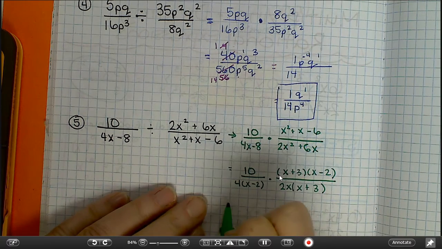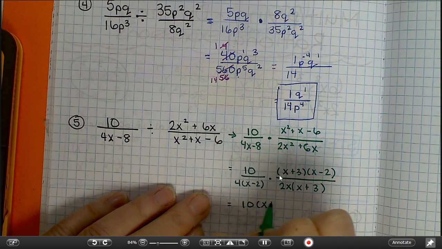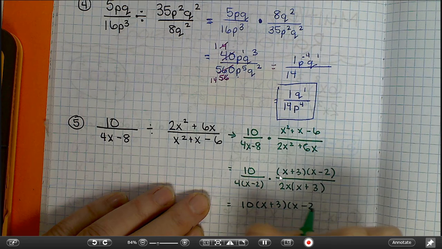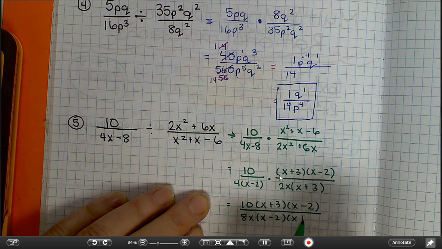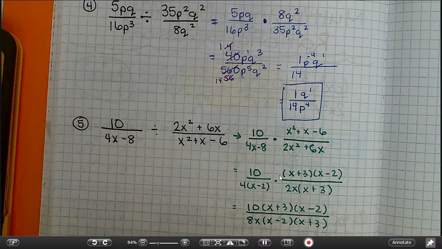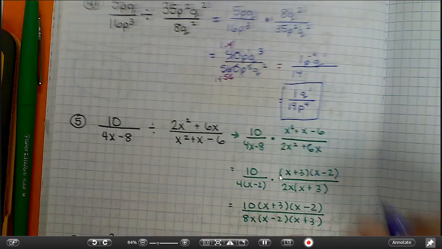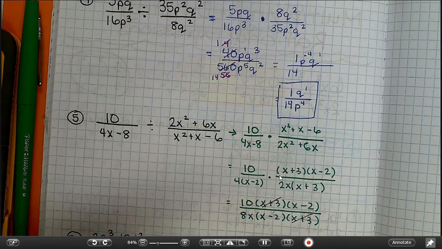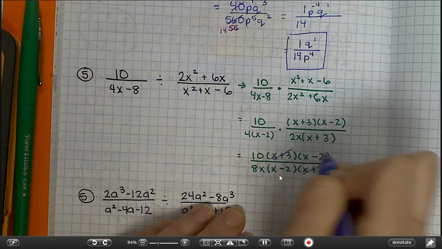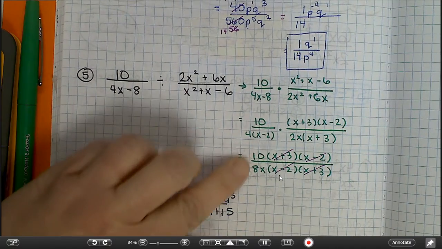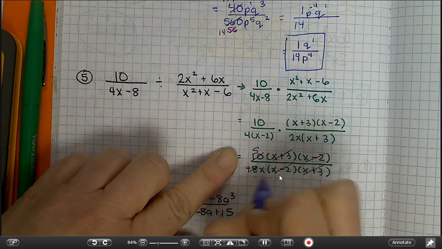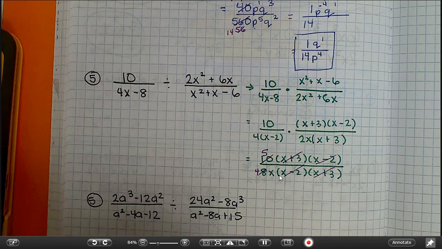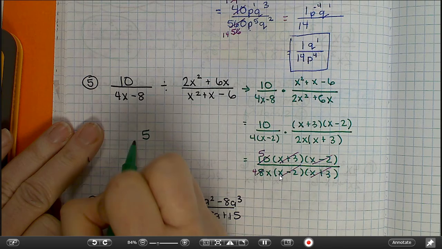All right, we're going to multiply now. Over 4 times 2x is 8x, x minus 2, x plus 3. At this point, we're going to simplify everything that has the same thing. So x plus 3's cross off, x minus 2's cross off. Simplify 10 and 8 would be 5 over 4, and the x is stuck. So the actual answer to this question is 5 over 4x.